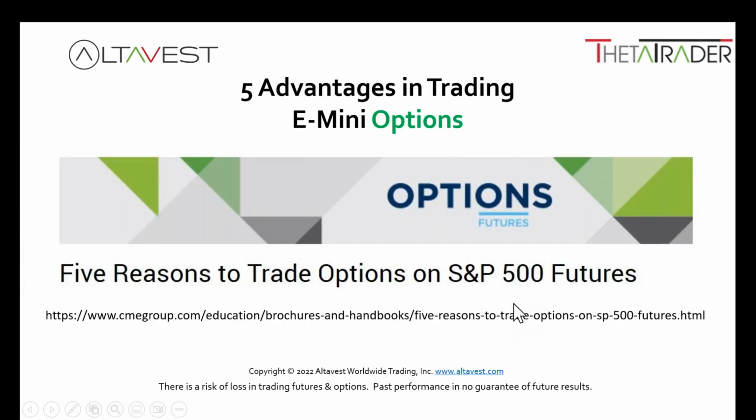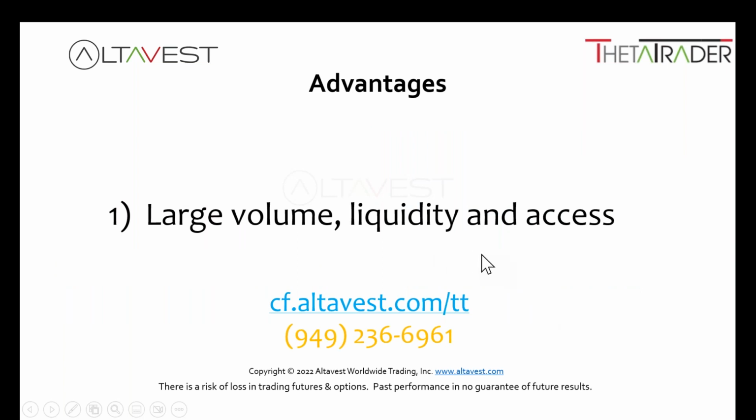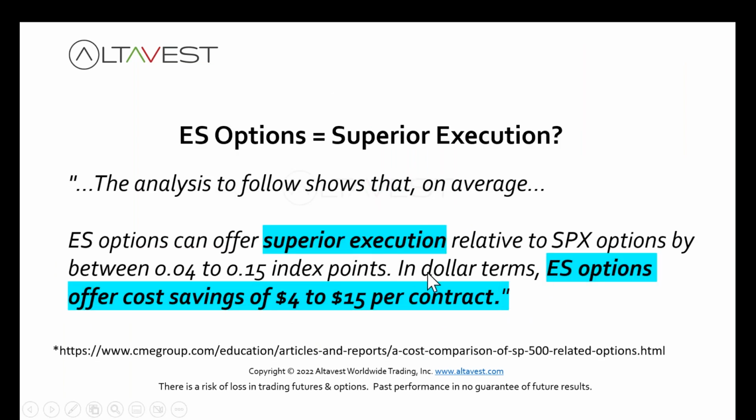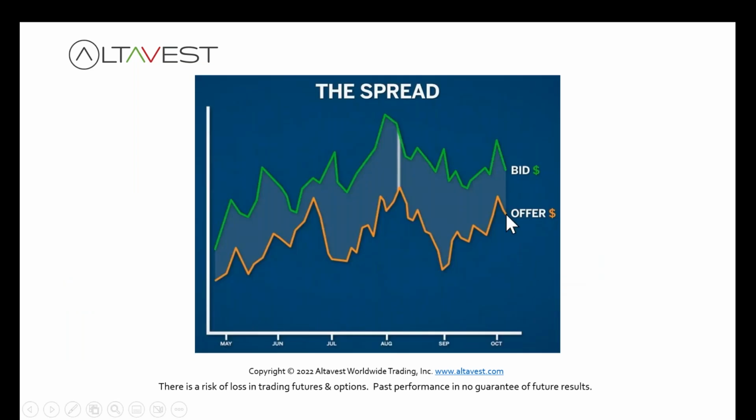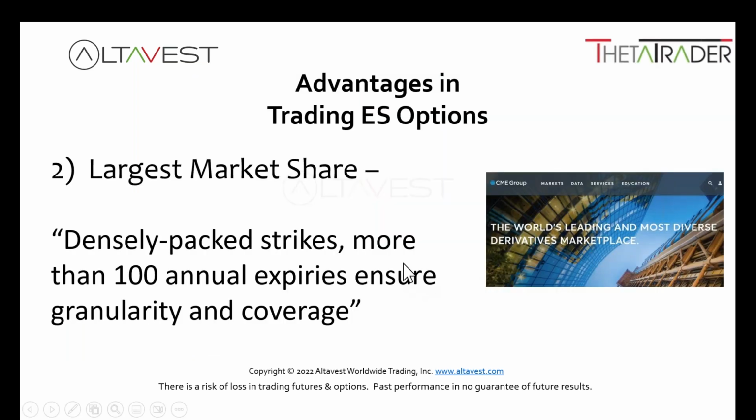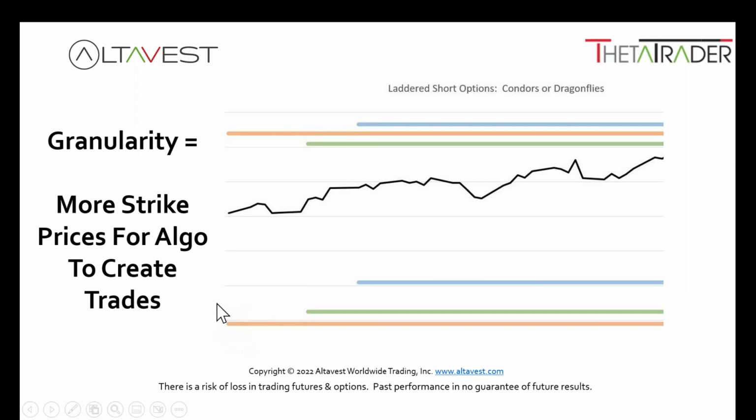And there's many more advantages to trading these options. They're liquid, with volume, you have access, superior execution. ES options offer a cost savings of $4 to $15 per contract compared to SPX, tight bid-offer spreads, and they have the largest market share, 100 annual expirations, all the strike prices you need. So what that means is when our algorithm is searching for the strike prices and expirations that it wants to build these trades, it's going to find them.